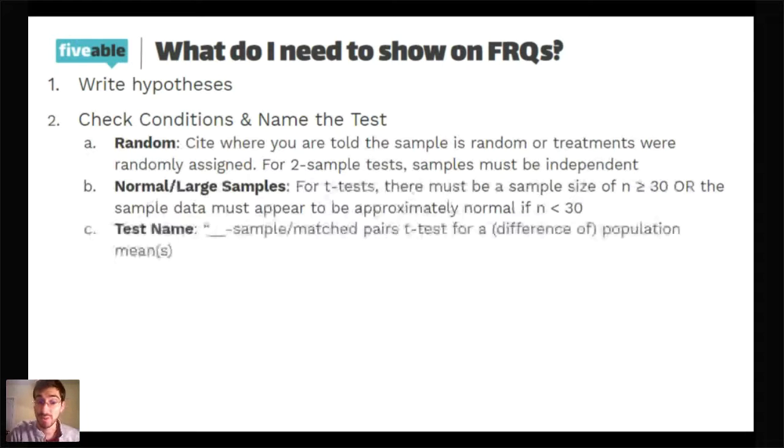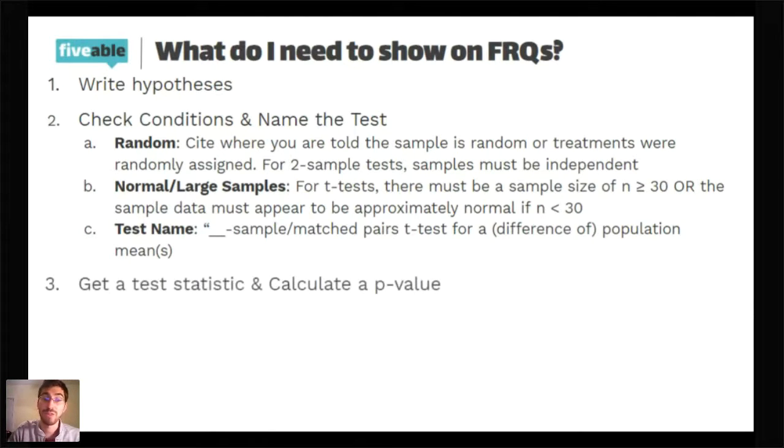Some of you are going to ask about the 10% condition. The 10% condition has never been explicitly scored on the free response rubrics. So you can check it and you can make statements about it. It is not going to count against you if you don't. The ones you need to check are that the sample's random or the treatments are randomly assigned and that the samples are big enough. Then you have to get a test statistic and calculate a p-value. The good news is if you name what test you're doing, you can literally just write down the answer from your calculator. With a t-test, your calculator will also spit out the degrees of freedom.